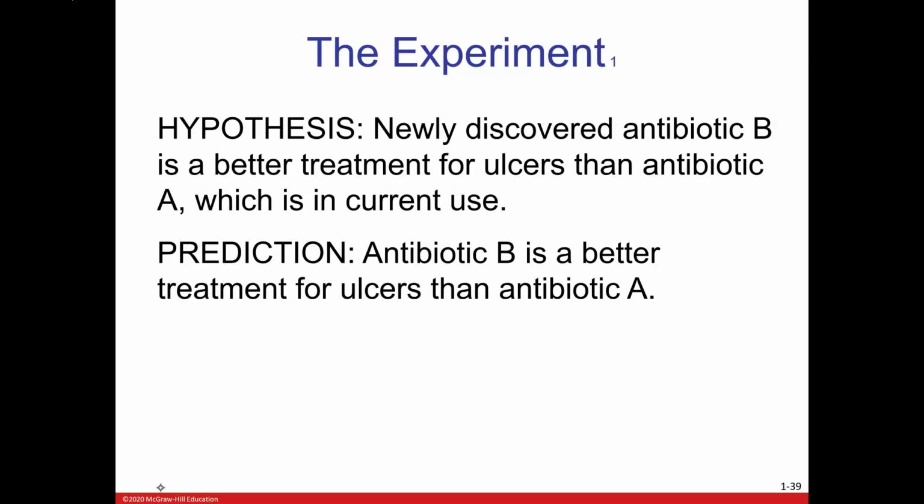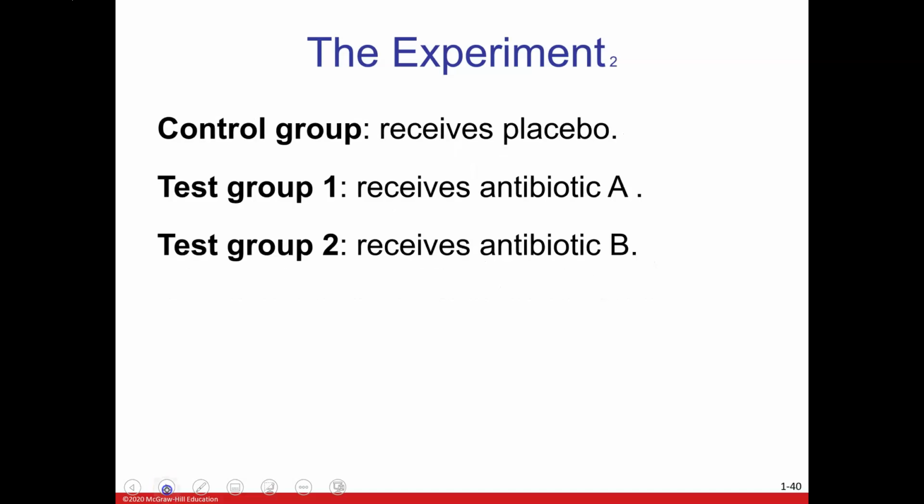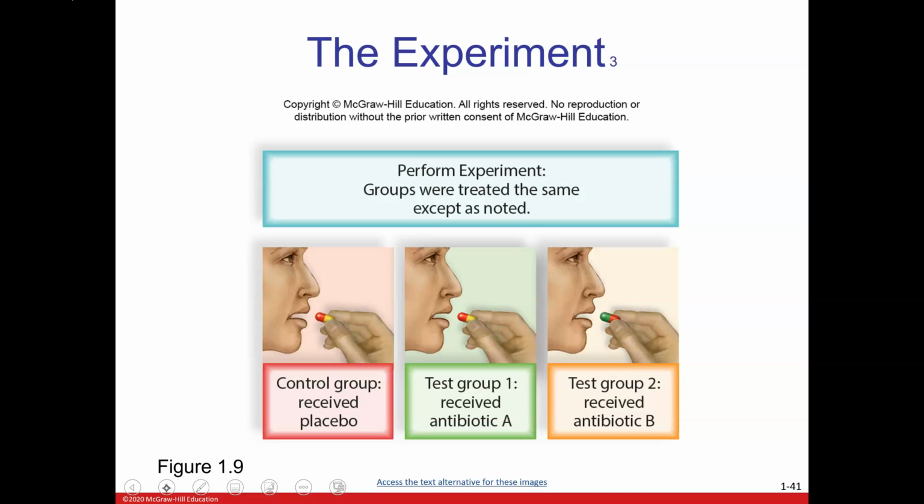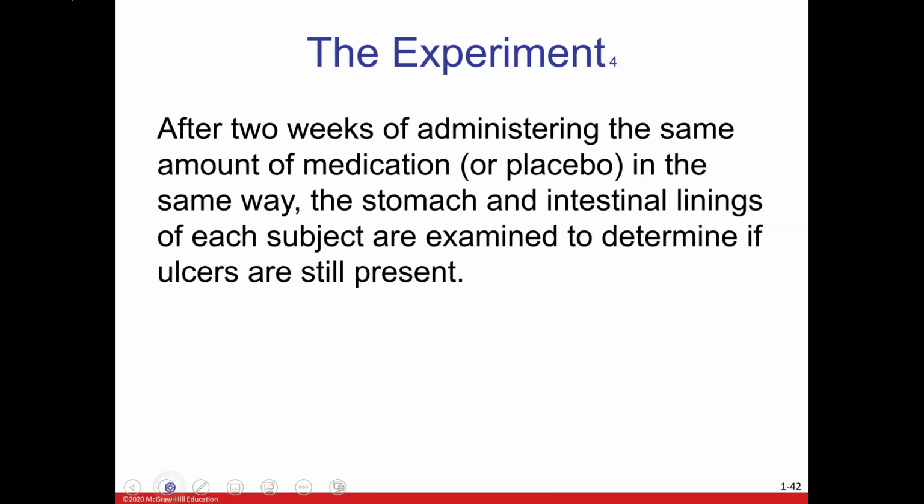So we're going to test our hypothesis using three different groups. We're going to use a control group, which will receive a placebo, just so that we know if there's any weird variation. Then test group 1 will receive antibiotic A, and test group 2 will receive antibiotic B. We run our experiment, and they receive their antibiotic or the placebo for 2 weeks. After 2 weeks, the stomach lining is examined to determine if there still are ulcers present.